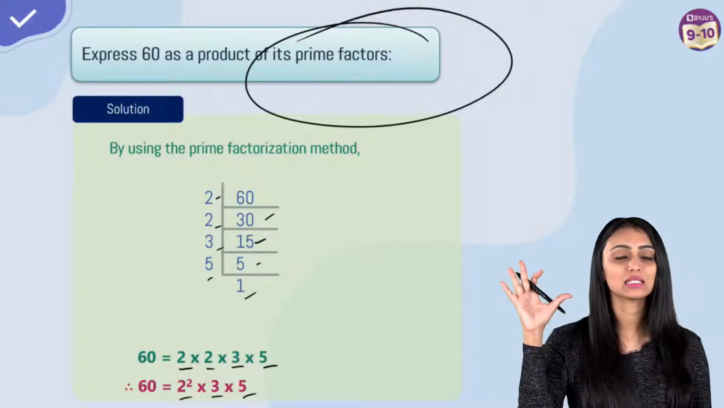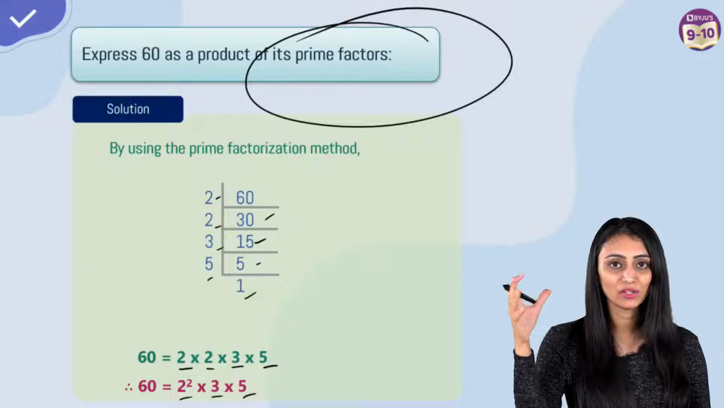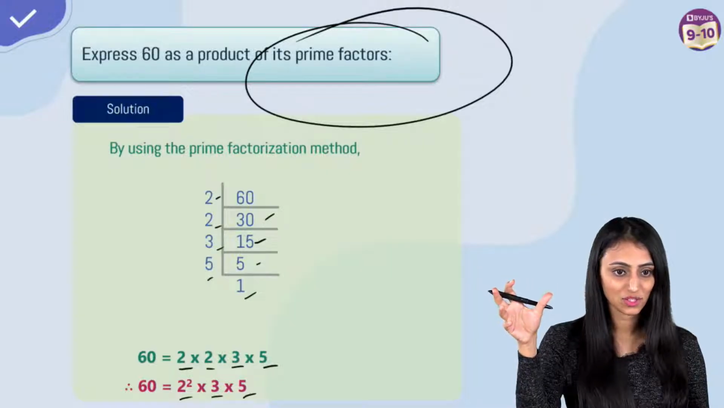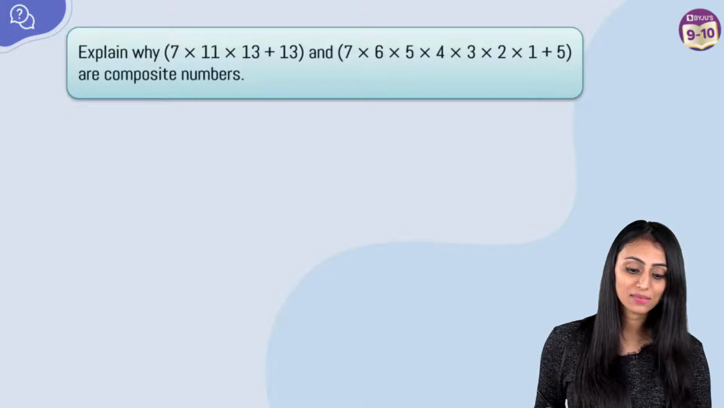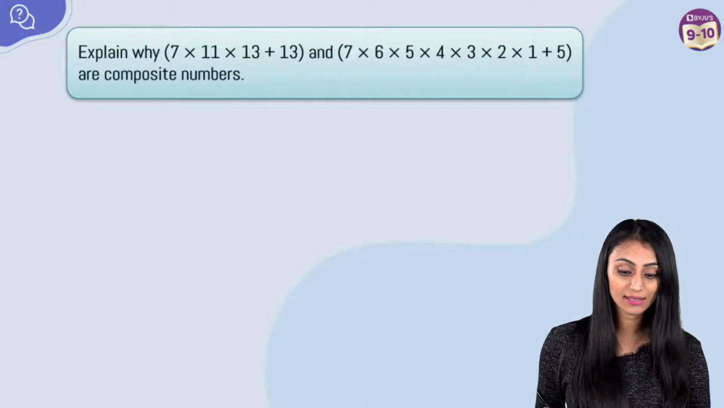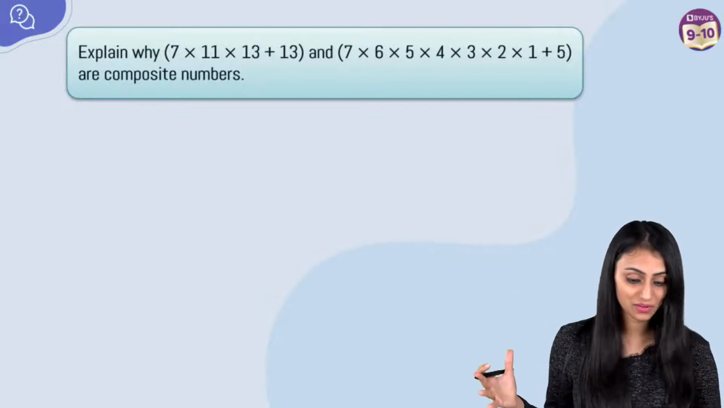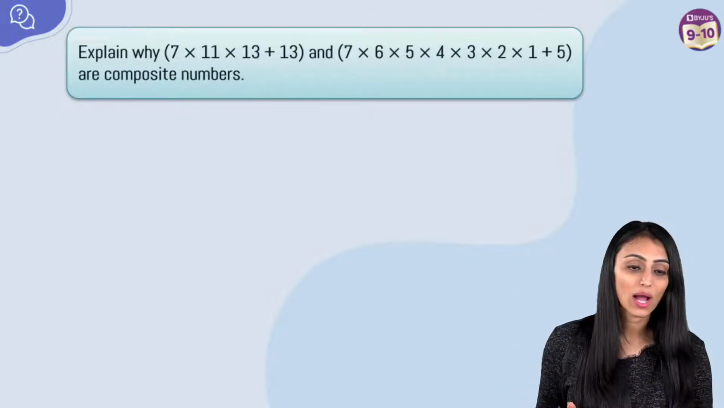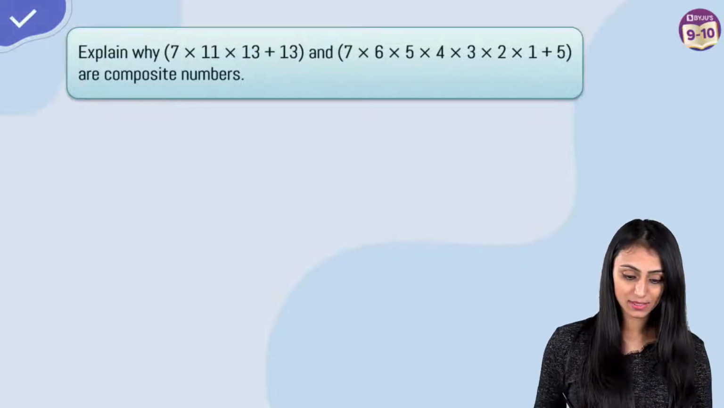I hope everyone is clear about this, the prime factorization, the fundamental theorem of arithmetic. Right, Harshita? Alright, let's quickly try out a question. Explain why 7 times 11 times 13 plus 13 and 7 times 6 times 5 times 4 times 3 times 2 plus 1 times 1 plus 5 are composite numbers. Why can we call them composite numbers?